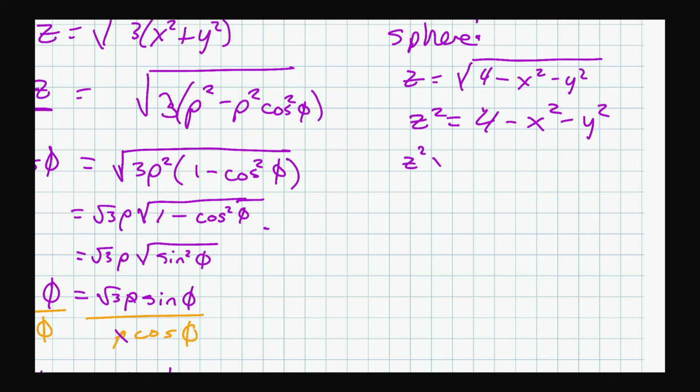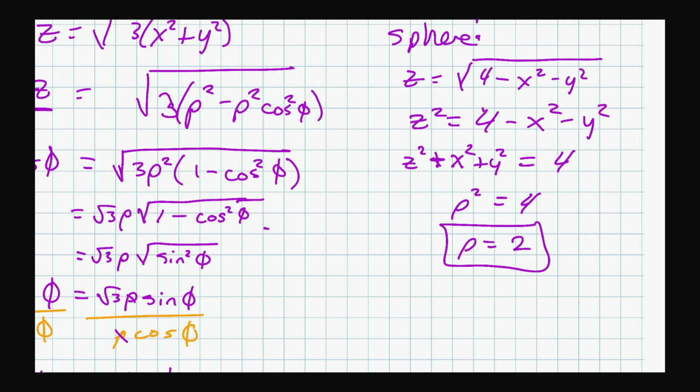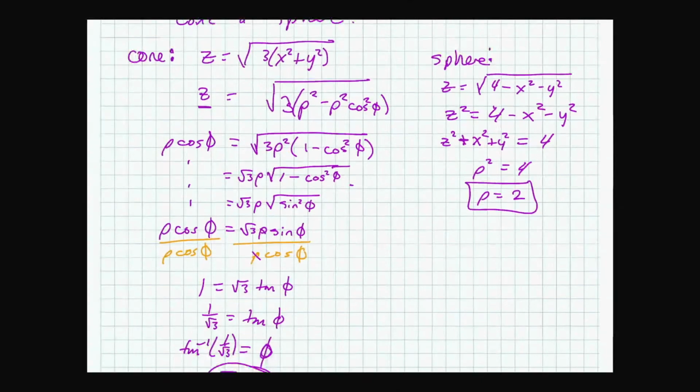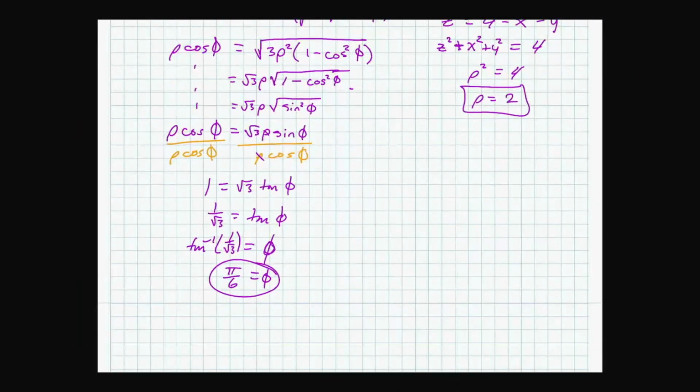So you end up with x squared plus y squared plus z squared equals 4. Then, of course, this is rho squared equals 4. And then that's rho equals 2. Plus or minus 2, but by convention, rho is positive. So rho equals 2. Okay. So these are the two things.